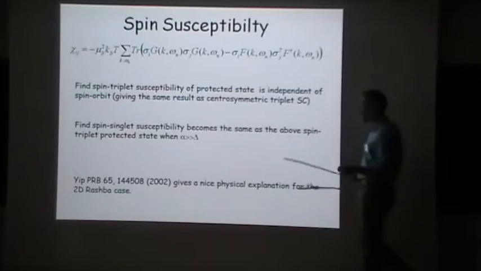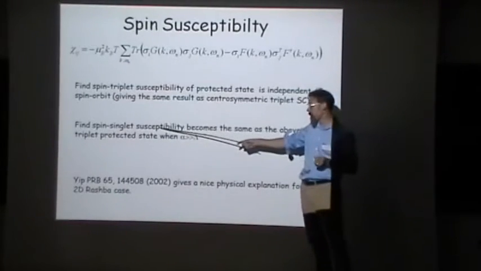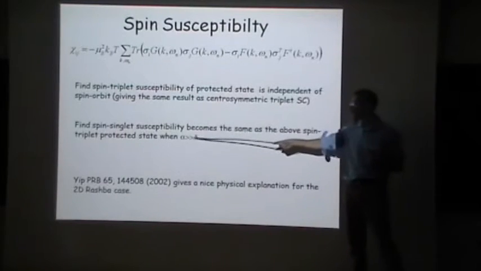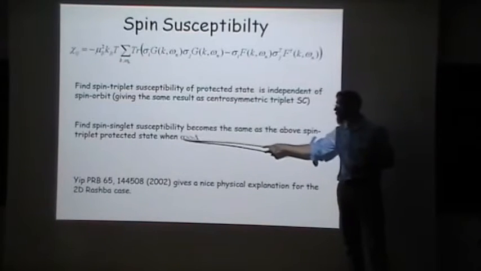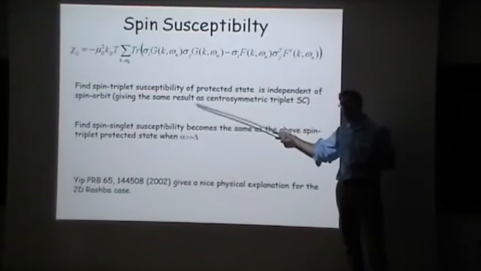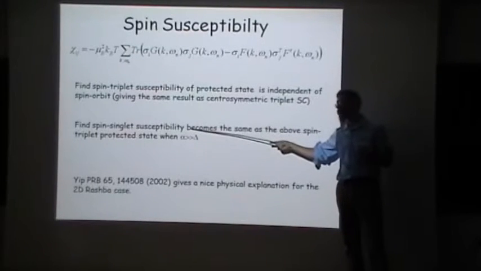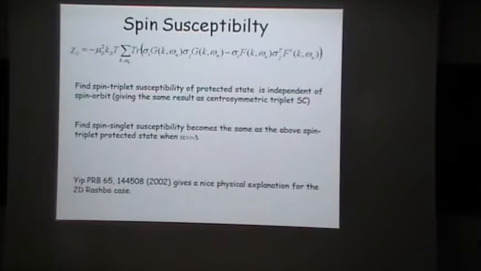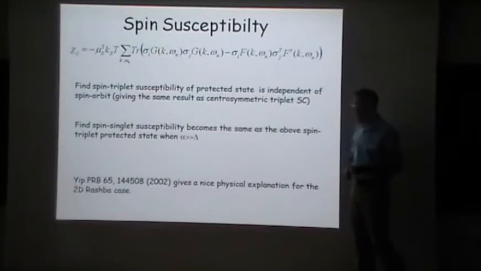However, what is interesting is that for spin singlet superconductors, you find that the spin susceptibility becomes the same as the spin triplet case in the limit that the spin-orbit coupling becomes much larger than delta. This means that you cannot use spin susceptibility to determine the difference between spin triplet and spin singlet when you have broken inversion symmetry. That's an interesting conclusion. In the case of the Rashba interaction, Gor'kov was actually the first to point this out.